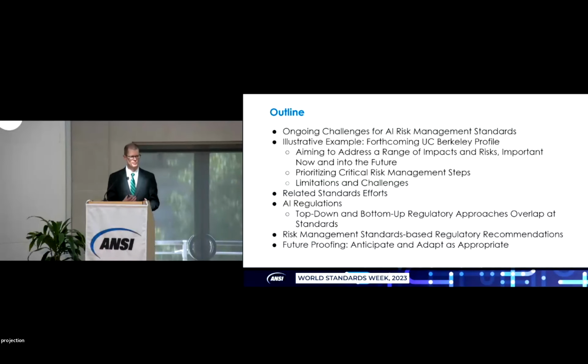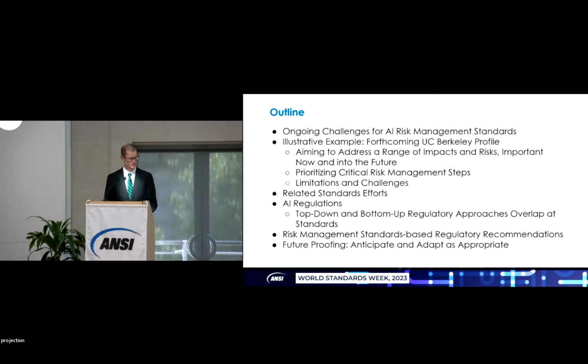I'm going to talk a little bit about some ongoing challenges for AI risk management standards, both regarding managing risks of all types of AI, as well as large language models, general purpose AI systems, foundation models, and generative AI. I'll talk about some work that some colleagues at UC Berkeley and I have been doing to develop an AI risk management standards profile, or supplementary guidance document, specifically for developers of general purpose AI, generative AI. We're aiming to address a range of impacts and risks. We're trying to prioritize some critical risk management steps, and I'll talk a little bit about some of the limitations and the challenges we've been facing in that work.